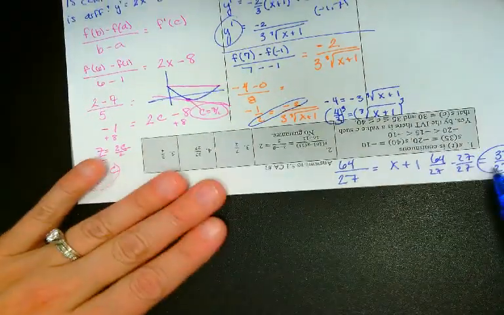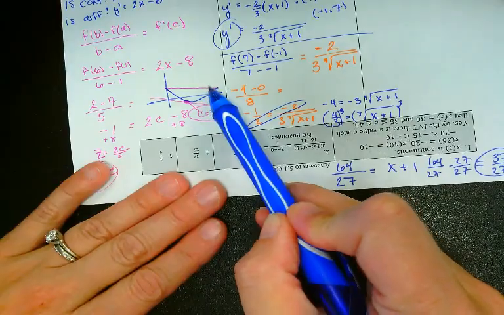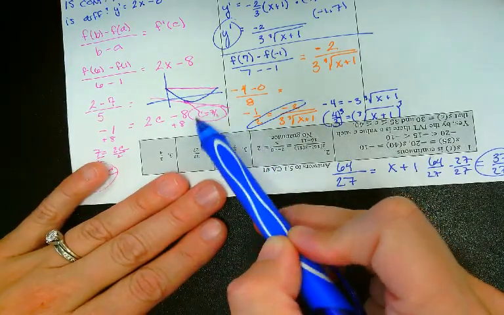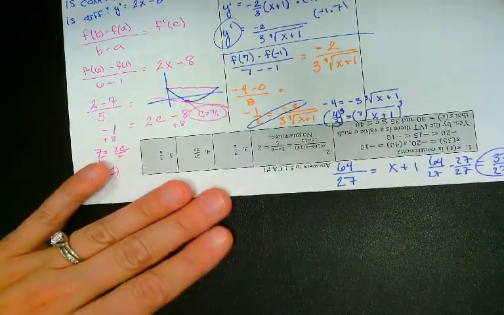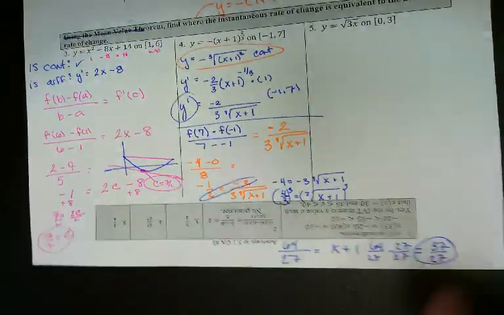So again, this tells me exactly where to draw the tangent line so that it is parallel to the secant line. Does that make sense on what we're finding? All right, let's try one more, working out this mean value theorem.